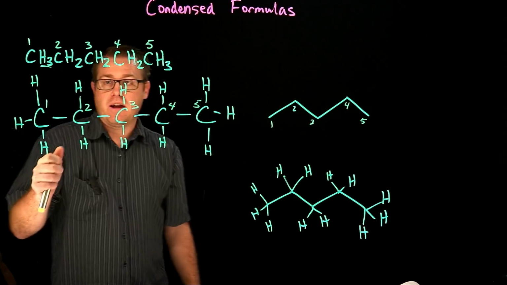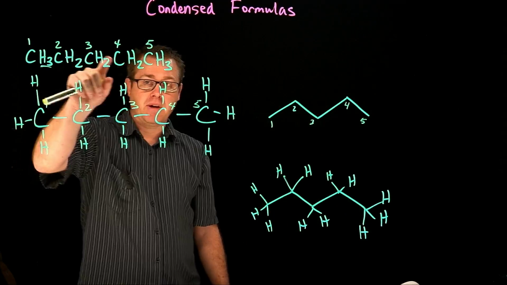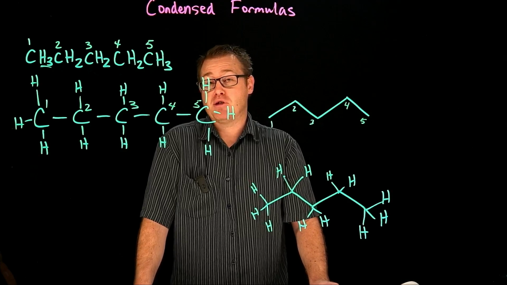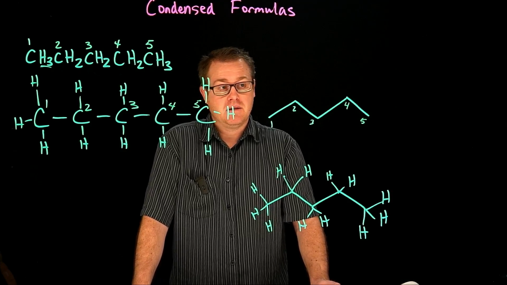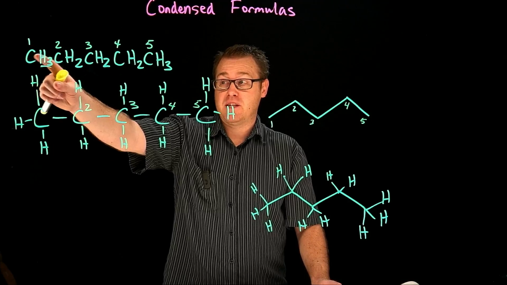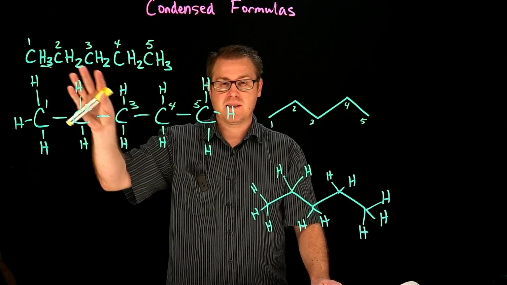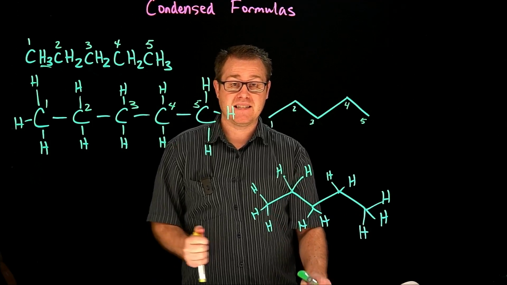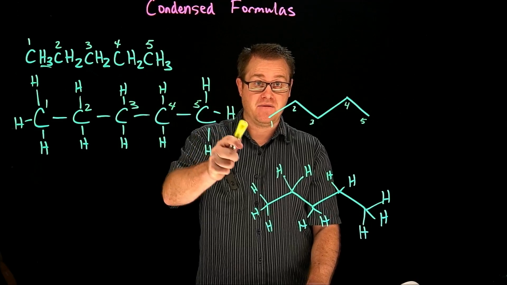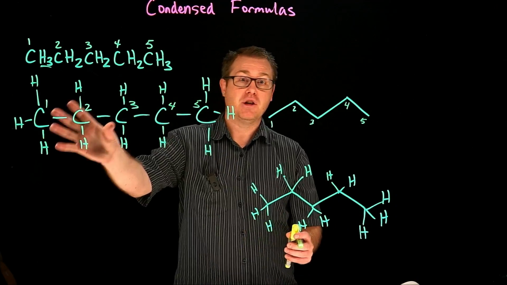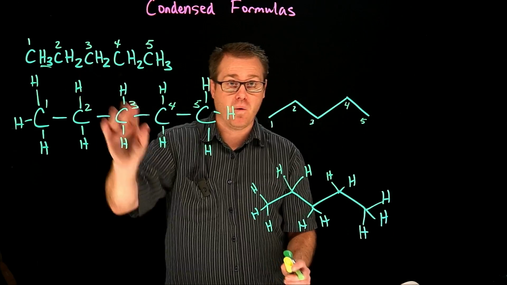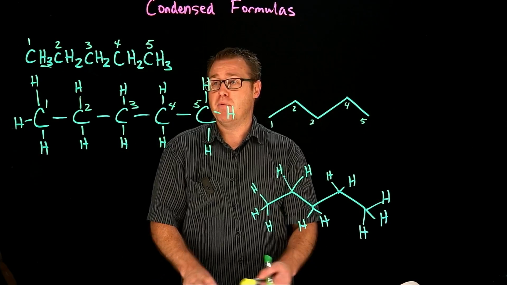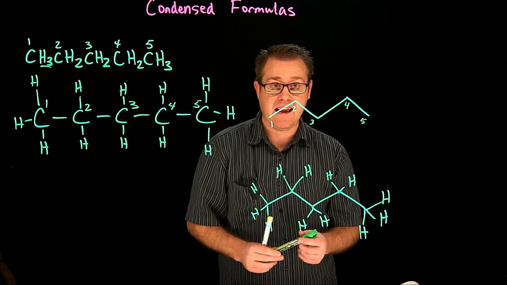Now, one thing I want to mention is, do you see how I'm numbering the carbons? The way I'm numbering the carbons is just to keep track of where they are. You could label these carbons with letters or any kind of symbol. It does not matter. You're just trying to be consistent in how you identify carbons, and that way it helps you translate between the different representations of this molecule. And what is this molecule called? It's called pentane.